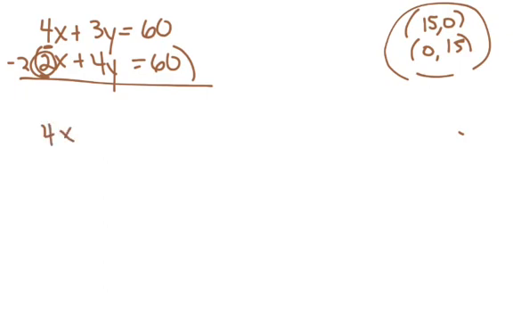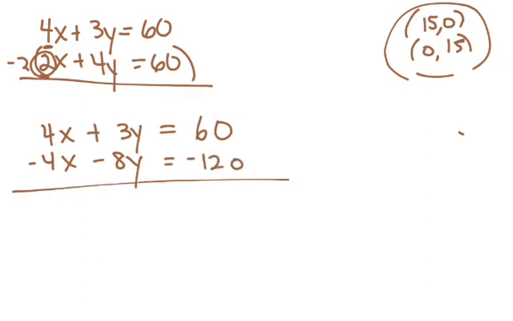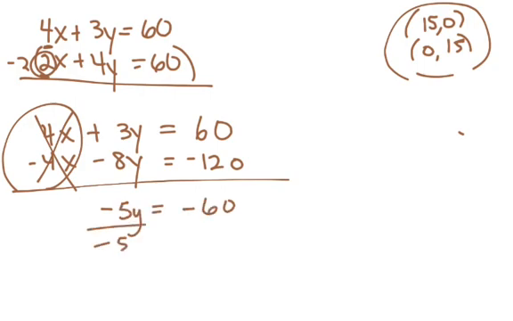So here's my first equation. And right below it, I'm going to take that second equation and I'm going to multiply everything by negative 2. So what does that give me? Negative 8y, negative 120. Notice when I do that and I add straight down, my x's are eliminated. Thus, I call it the elimination method. But I'm also adding, so call it the addition method. So then I add those together and I get what? Negative 60. So I'm going to divide both sides by negative 5. So y equals a positive 12, right?